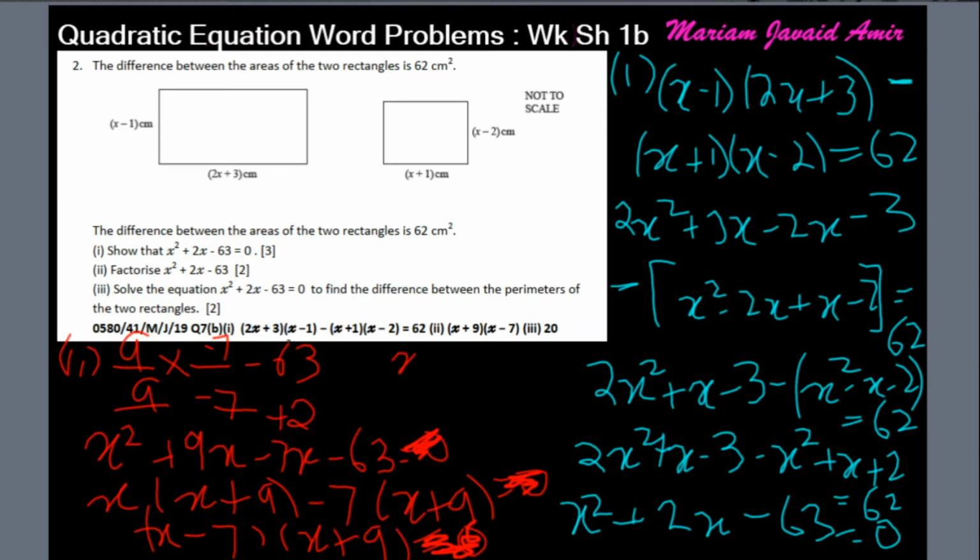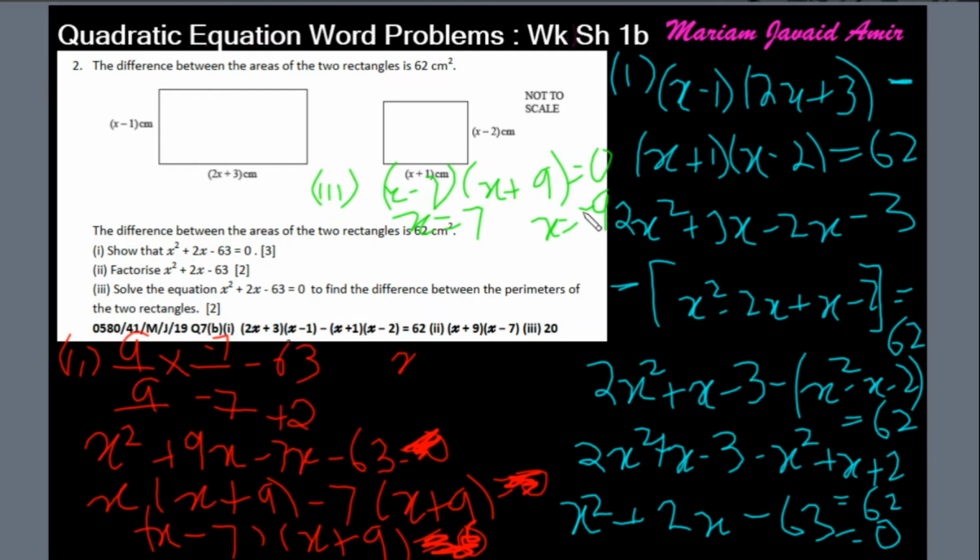So I'm doing part 3 here. Solve this equation. So x minus 7 and x plus 9 equals 0. So we're getting two answers, x equals 7 and x equals minus 9. And then find the difference between perimeters of two rectangles. So we will have to discard one of the values of x here.